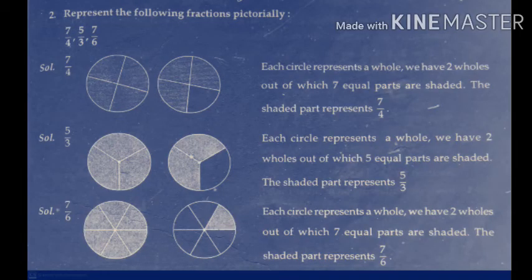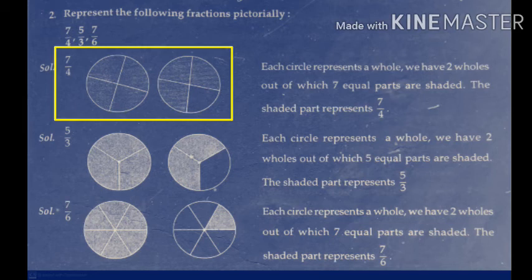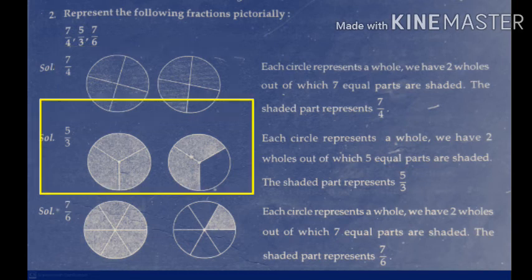Next question, represent the following fractions pictorially. Solution for 7 by 4. Here each circle represents a whole. We have 2 wholes, out of which 7 equal parts are shaded. The shaded part represents 7 by 4. Solution for 5 by 3. Here each circle represents a whole. We have 2 wholes, out of which 5 equal parts are shaded. So the shaded part represents 5 by 3.